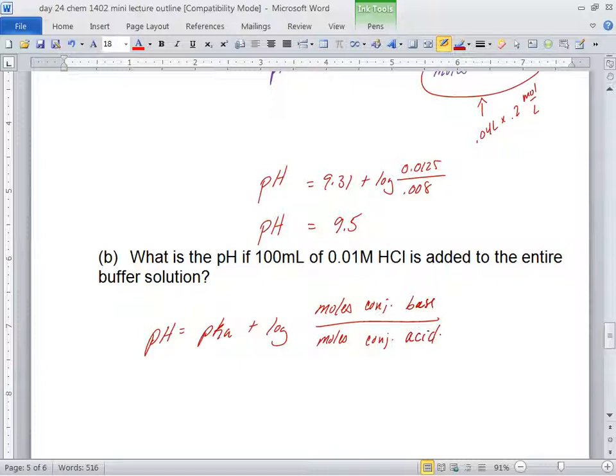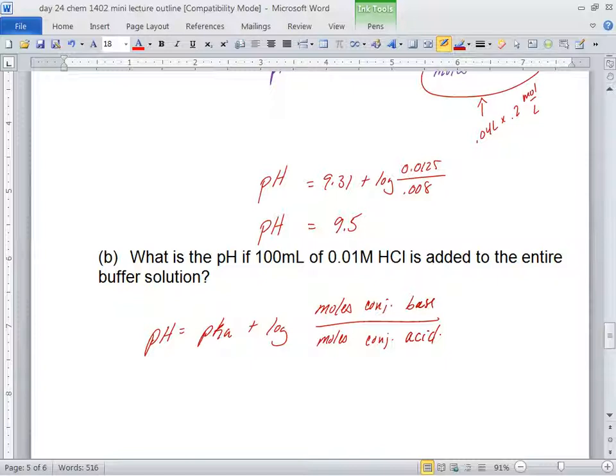Okay. So remember what we talked about before, Cameron? We're adding HCl. So which one of these is going to increase? The conjugate base or the conjugate acid? Or which one's going to decrease? Which one do you think of first? The base is going to decrease. Yeah, it's probably more logical to think of that one first, right? Because you're adding the HCl, so that means the base has to decrease.